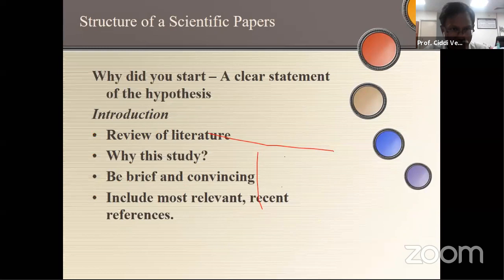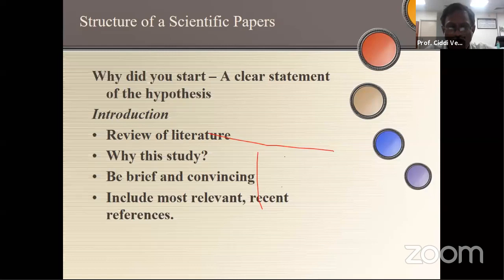Now, the structure of the scientific paper: I think I've told you about the introduction and everything, but I will just explain how the structure looks. First thing is, why did you start? A clear statement about the hypothesis. In the introduction section, you review the literature. Why this study? Be brief and convincing. Include the most relevant and recent references. Don't put in irrelevant references or very old references. People know about all those studies.